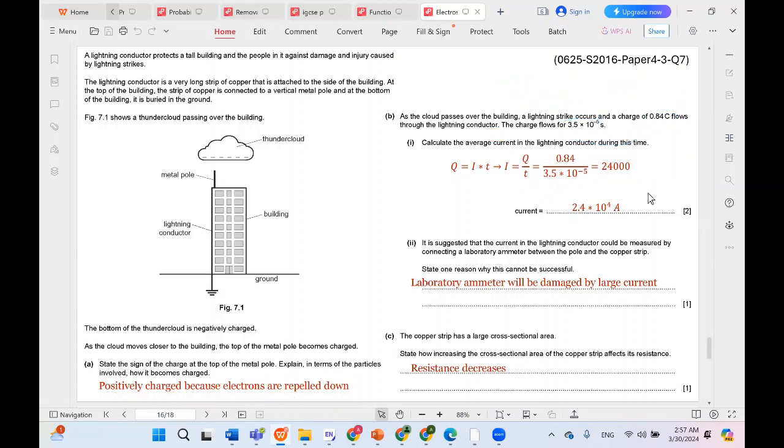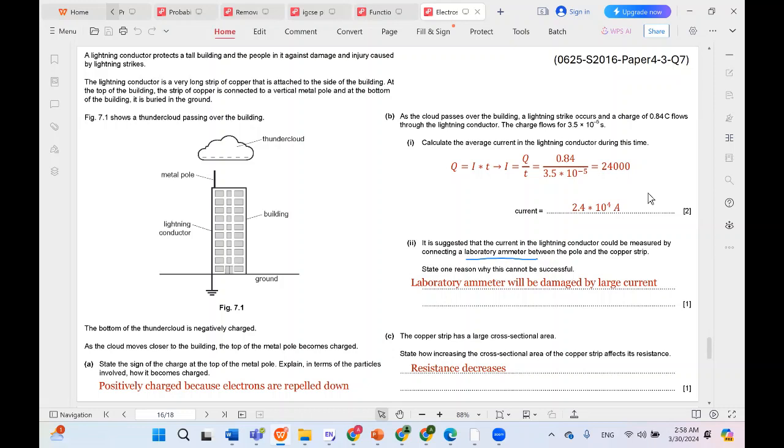In II, we're told it is suggested that the current in the lightning conductor could be measured by connecting a laboratory ammeter between the pole and the copper strip. State one reason why this cannot be successful. Of course, a laboratory ammeter is an ammeter used in the lab, so the ammeter itself is expecting very small currents. It is designed with the expectation that very small currents will be flowing through it. It's just a circuit in the lab.